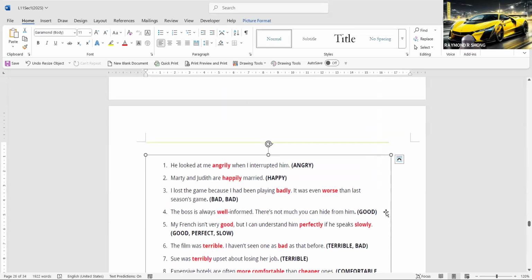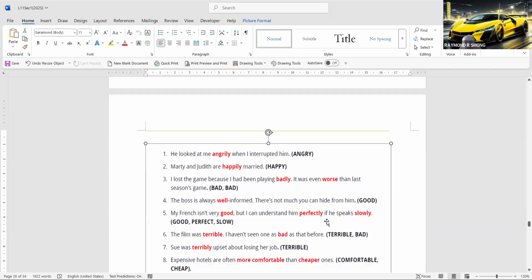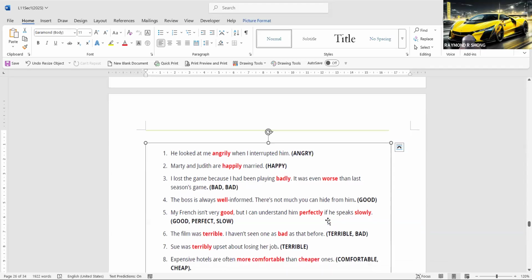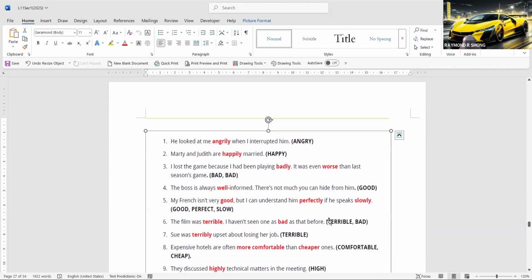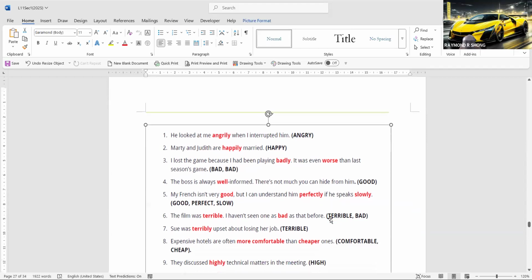I'm so sorry, Sijing. He looked at me angry when I interrupted him because he was thinking of writing a love letter to Sijing. Marty and Judith are happily married for many years. No wonder they live happily ever after. I lost the game because I played badly, even though it was a worse game, because you never practice hard enough, because your opponents have a discipline. The boss is well informed, so please, 不要偷懒, okay? Please be on your toes and work hard. My French isn't good, but I can speak perfectly if you can speak slowly. So you're being sarcastic, that means you can speak very well. So you're asking people to speak slowly, is it?